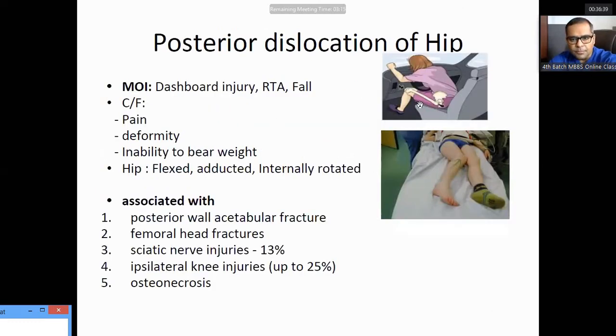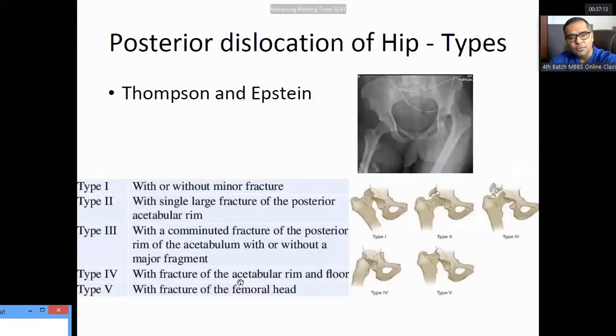The typical mechanism is the dashboard injury. When the knee joint, the distal femur is pressed by the dashboard, then hip dislocates posteriorly. In road traffic accident, fall injuries also. The typical attitude of the limb is flexed, adducted, and internally rotated. And other associated injuries will be, while the head is coming out, it fractures the acetabulum. There might be femoral head fracture, sciatic nerve injury, and ipsilateral knee injury, late complication, osteonecrosis.